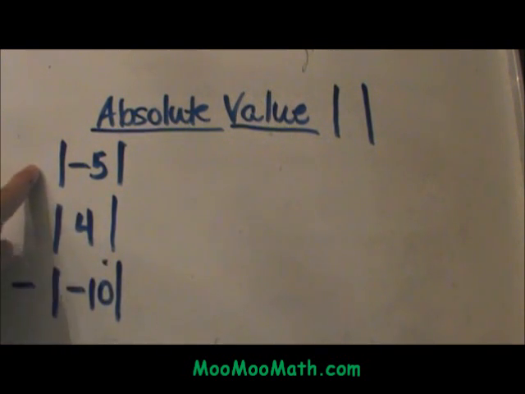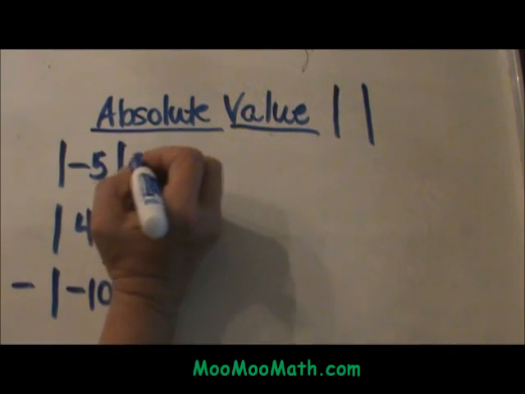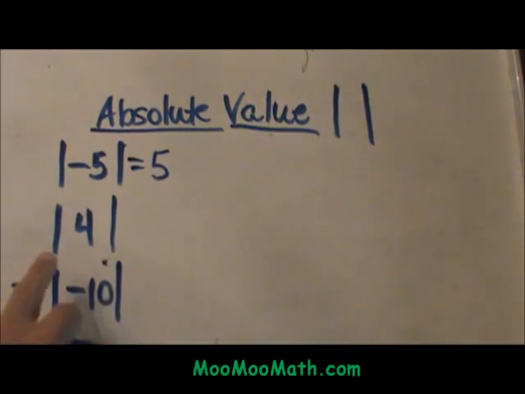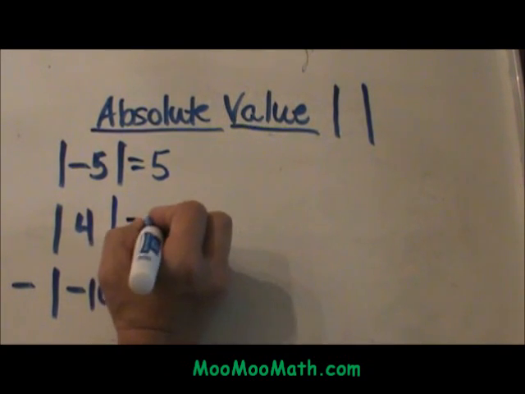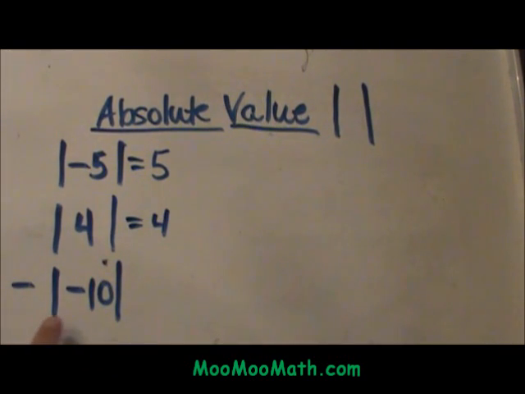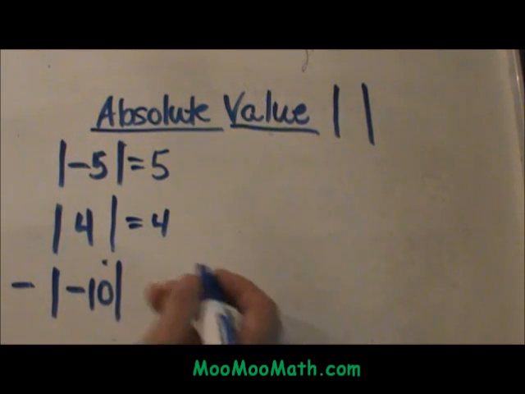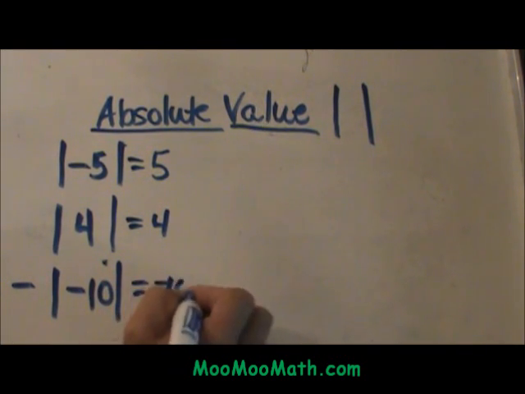Okay, here is our first example. The absolute value of -5 is +5. What's the absolute value of +4? It's +4. And what's the negative of the absolute value of 10? And the answer to that one is -10. Okay, well, those are the three examples.